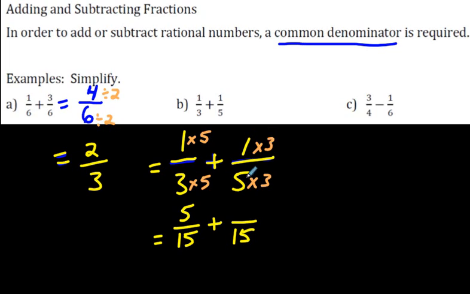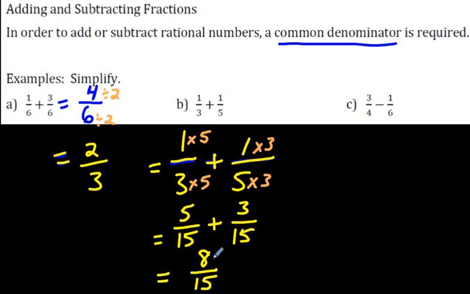What is 1 times 3? 3. So the rule is once you get the bottoms the same, this was the tough part. Now all we have to do, keep the bottom the same for the final answer, and add up. 5 plus 3 is 8. So we have 8 over 15.